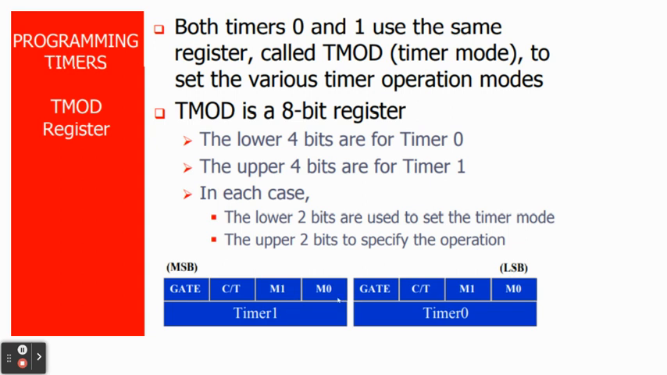Together, we have 8 bits: M0, M1, C/T, and GATE for timer 0, and M0, M1, C/T, and GATE for timer 1. Together, they will be equal to 8 bits. Now, the upper 2 bits of each nibble specify the operations. This refers to C/T, with C representing counter and T representing timer, and the GATE. So again, this is what we call the TMOD register.